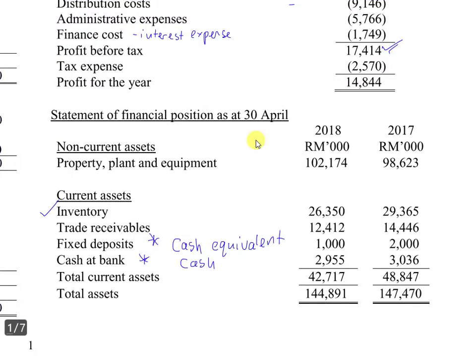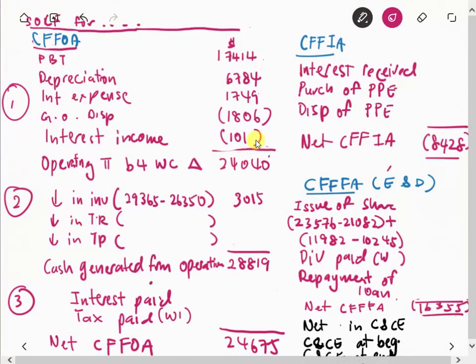Next one. Look at receivable. Last year 14, this year 12. Tick. Down. Trade receivable down, cash flow up. Show working. Two zero 34.